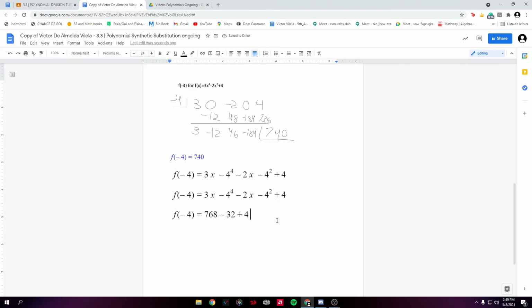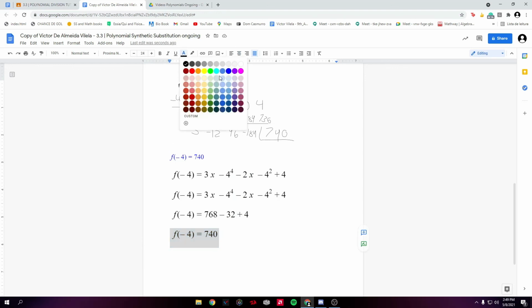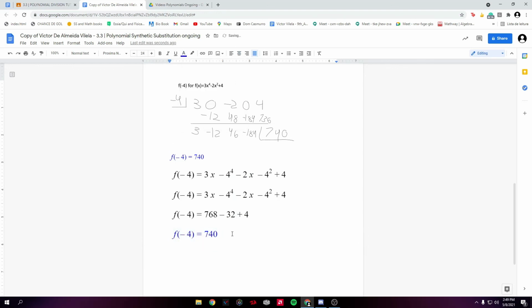Okay, so now that we did the calculations, let's find the answer. We have 768 minus 32 plus 4, which is 740, which is correct. So that is how you find the answer of a synthetic substitution exercise for polynomials. That is how you check it as well.